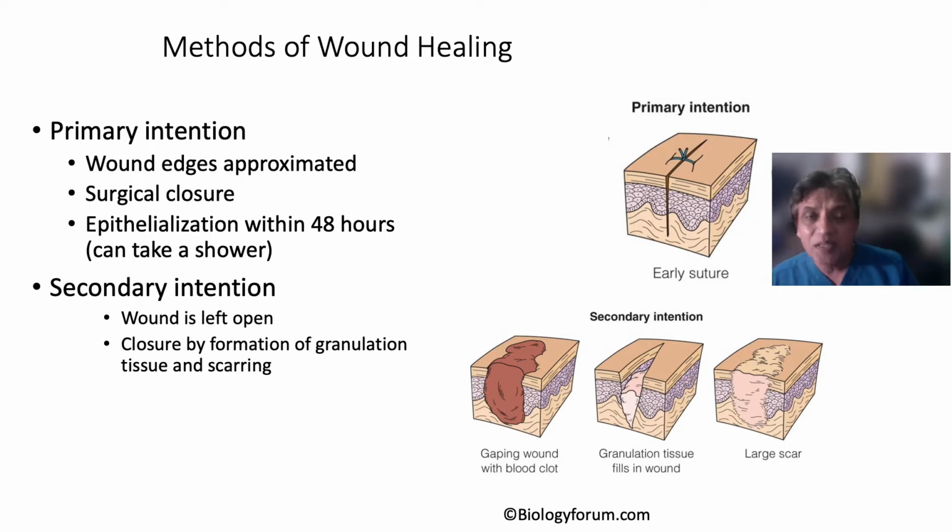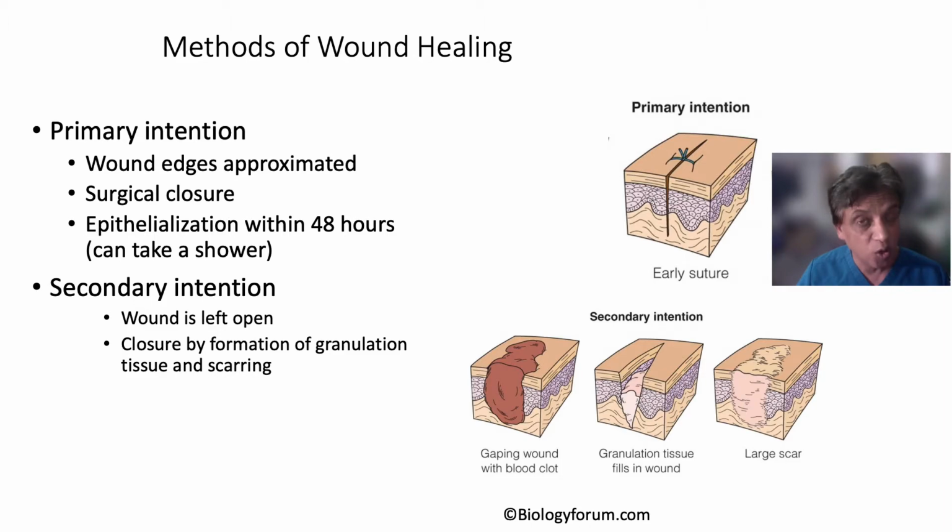Now, there's healing by secondary intention. In the healing by secondary intention, as you can see from the figures here, there is a defect in the tissues. And that defect has now got to be repaired through some form of regeneration or some form of healing where that defect has got to be filled with some matrix when the wound is left open. And this matrix that fills this defect is called granulation tissue, which we'll talk about in a minute. Healing by secondary intention results in far more scarring than healing by primary intention, because in primary intention, the wound edges are closely approximated.